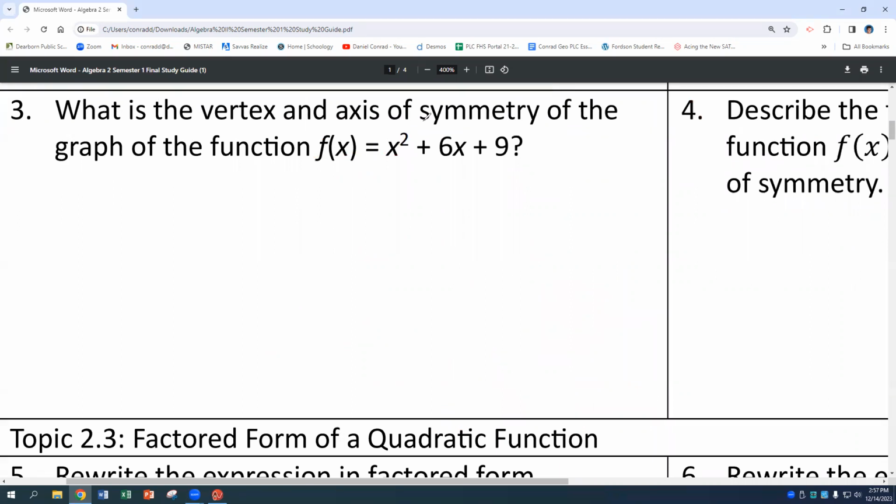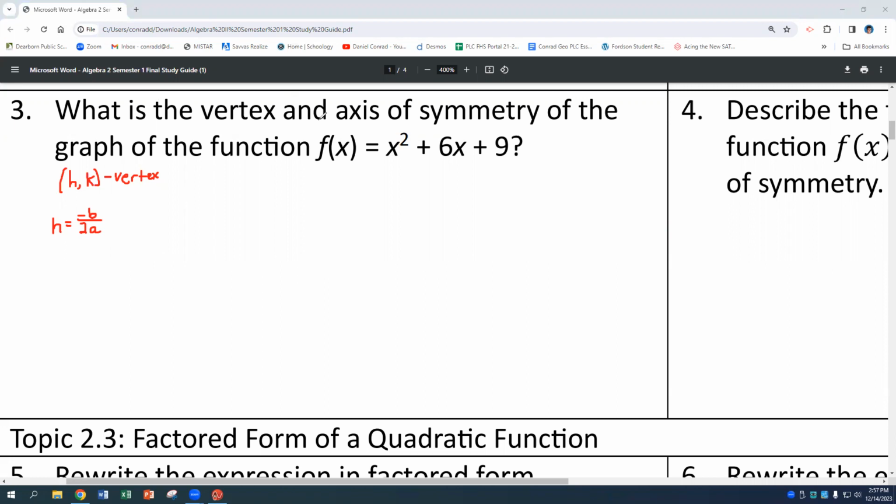All right, number 3: what is the vertex and axis of symmetry of the graph of the function f of x? Okay, so our h of x, h comma k, that is our vertex. To find the h, we need to do the opposite of b over 2a. When you have a quadratic in standard form, we do the opposite of b over 2a to find the h.